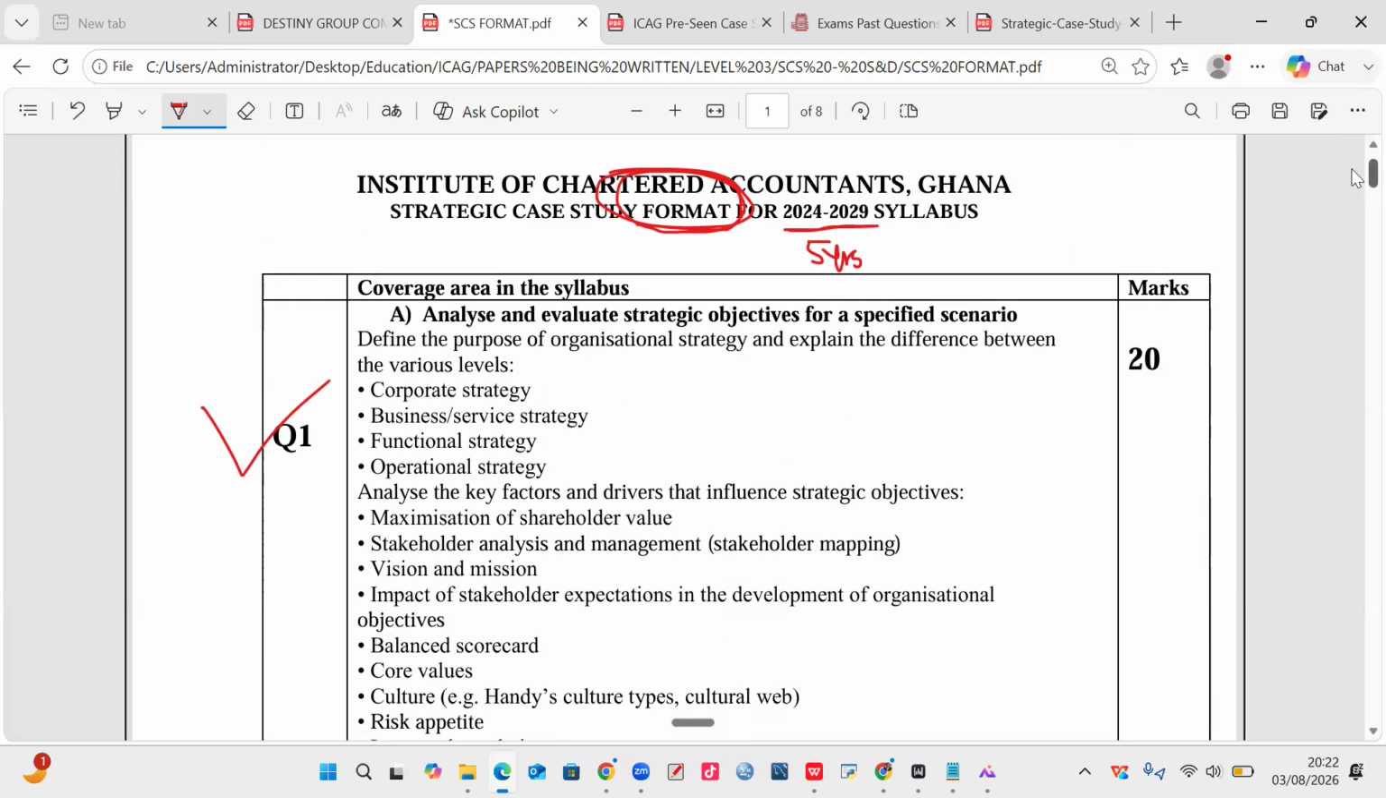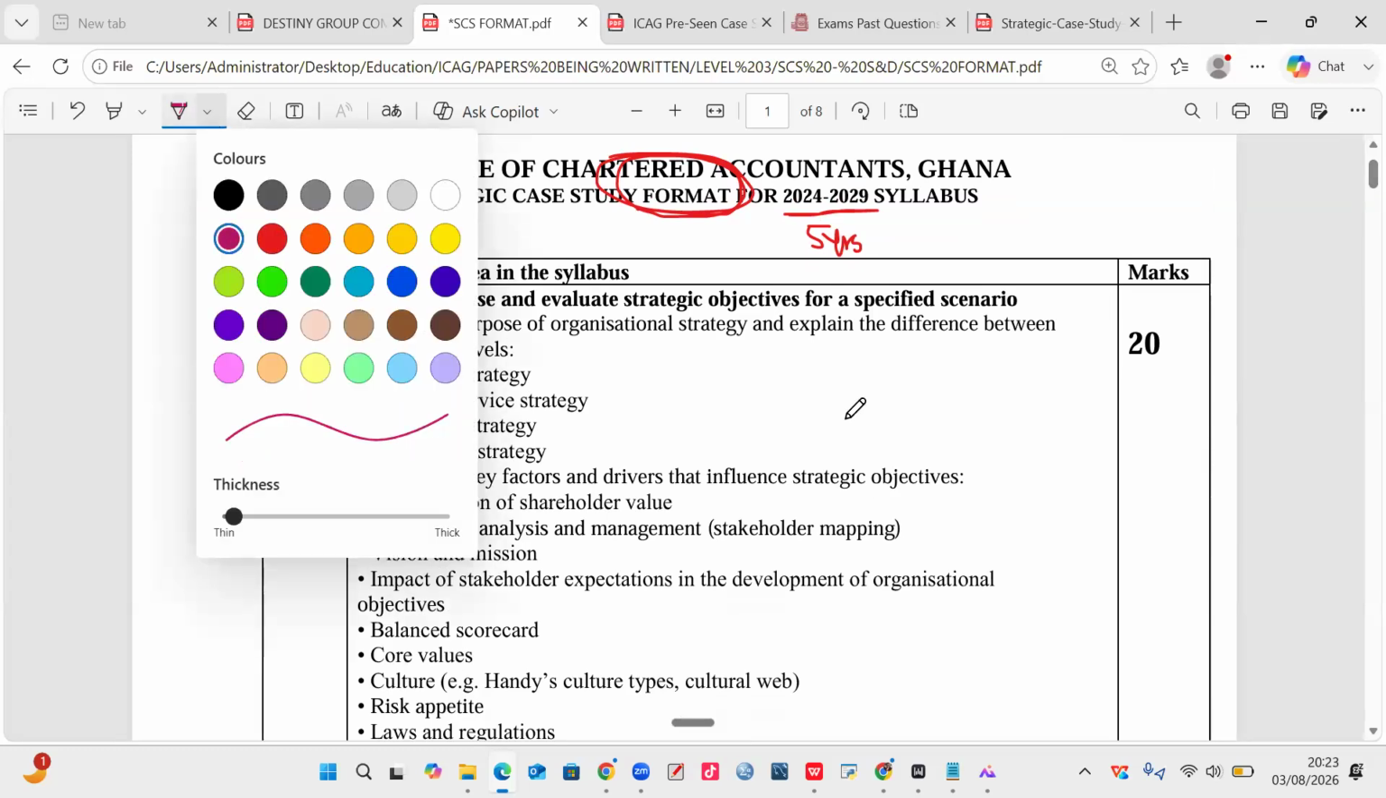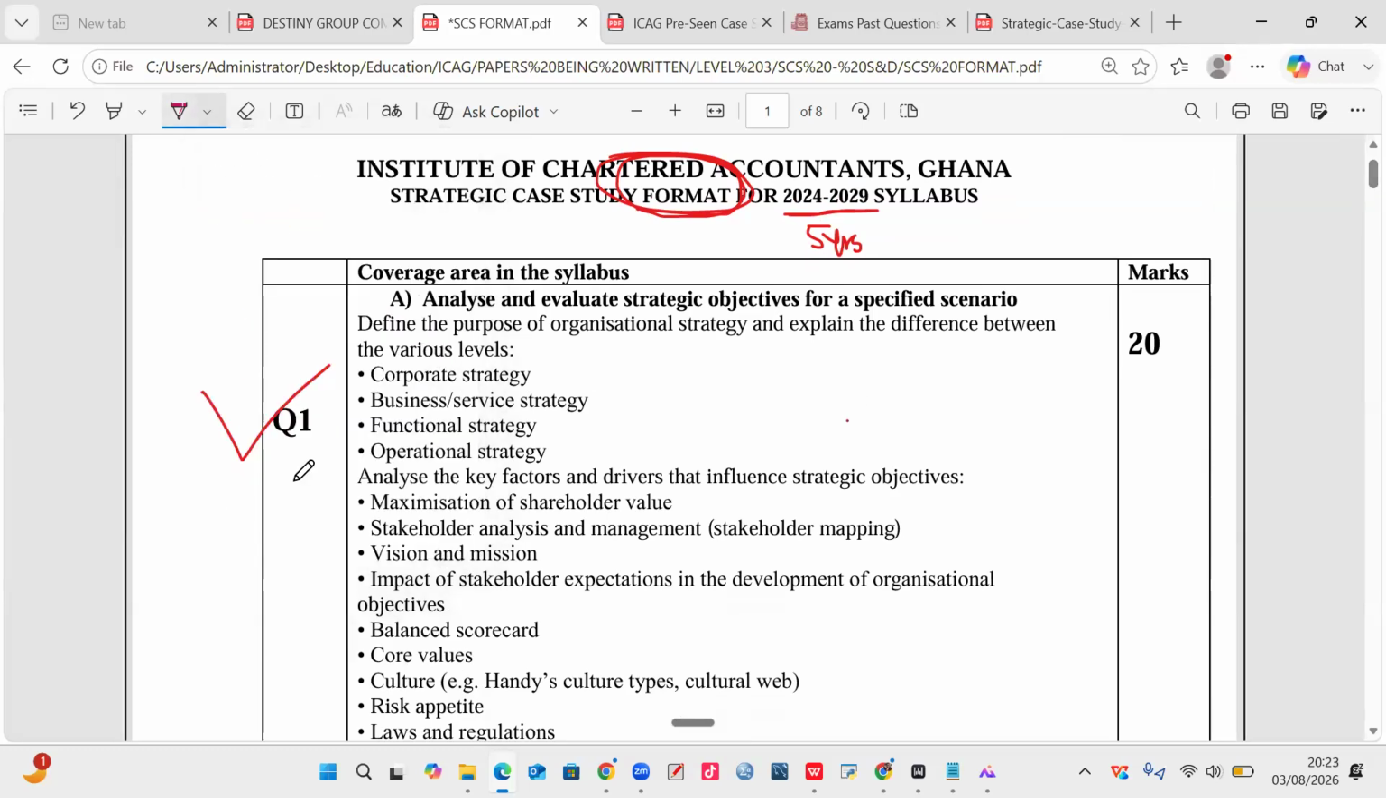So now, for example, question one is 20 marks in all. The questions to be set for question one, or which will feature in question one for the 20 marks, cover any of these topics.